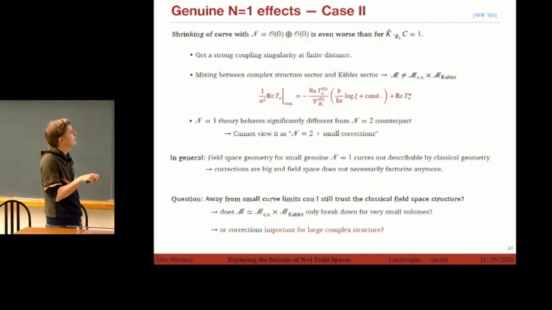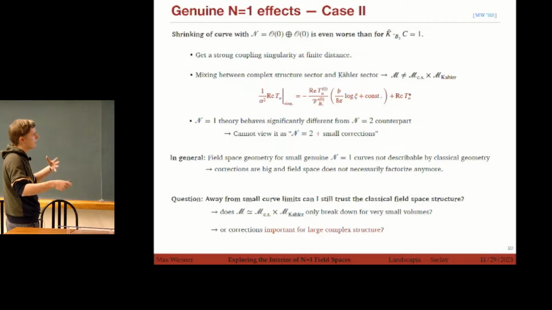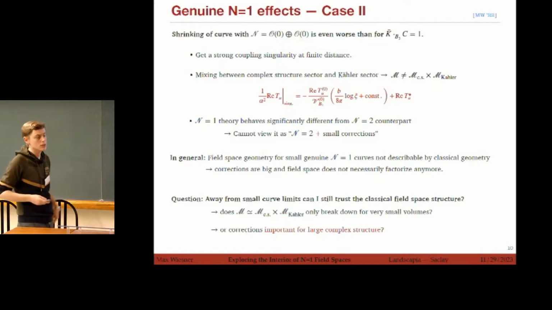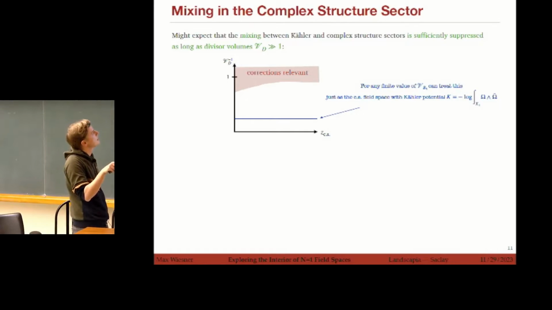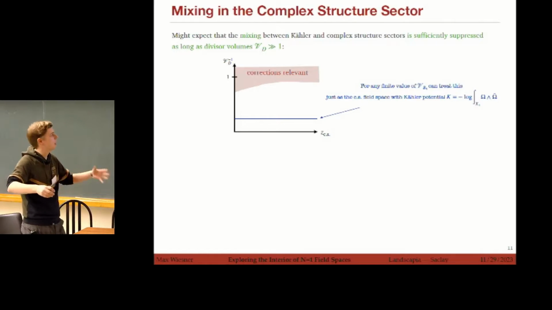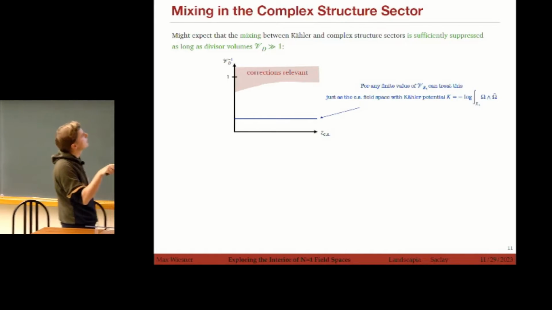Or are corrections also important at larger volume, or for example, if I go to large complex structure? One might expect that indeed this mixing between the scalar and complex structure sectors is sufficiently suppressed as long as all the divisor volumes are very large. So some picture like this would emerge.